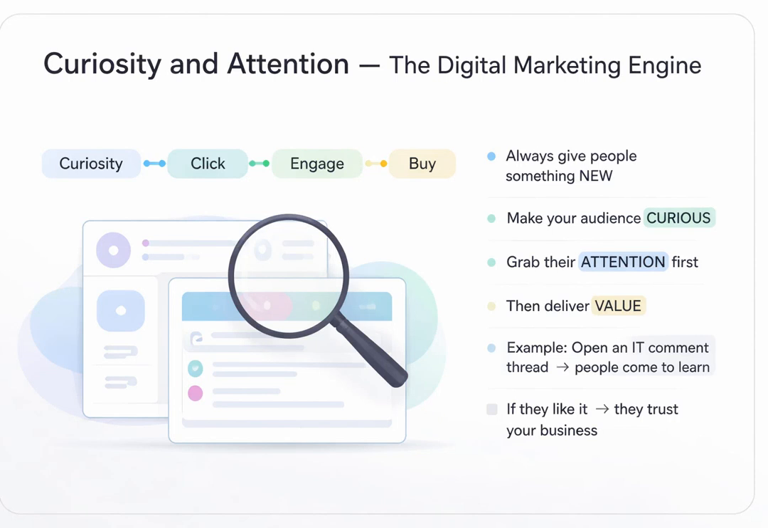Building on those viral examples, the instructor distills the strategy into a clear formula. Give people something new, make them curious, grab their attention, and then deliver value. The example given is an IT-related comment thread. If you open up a discussion about something people are curious about, like a tech topic, people will come. They will ask questions, engage, learn, and if they find value in what you share, they will naturally trust your business. That trust is what eventually turns into sales. So the content you create is not just about visibility, it is about building a relationship of trust with your audience.